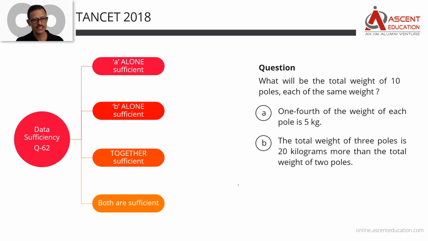Previous year TANCET paper solution. This is the TANCET 2018 MBA paper, data sufficiency question number 62.